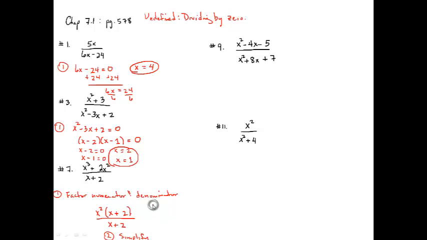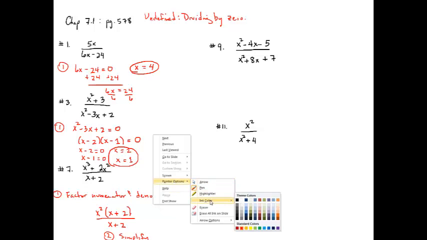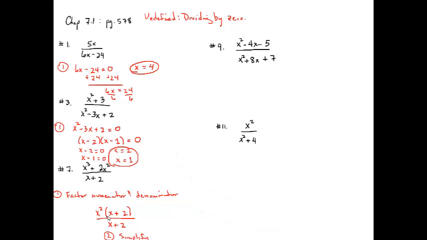Let's change colors here. Let's go for a blue. Well, x plus 2 divided by x plus 2, they cancel out, and I'm left with just x squared. Therefore, this rational expression, x to the third plus 2x squared, all divided by x plus 2, is the same as saying x squared. If you were to graph this using a graphing calculator, you will get the parabola x squared. Awesome. Let's move on to the next one.